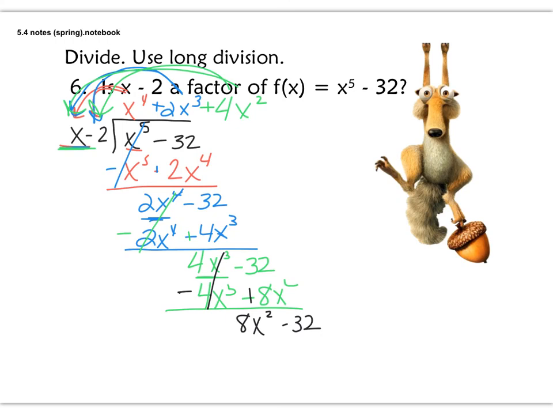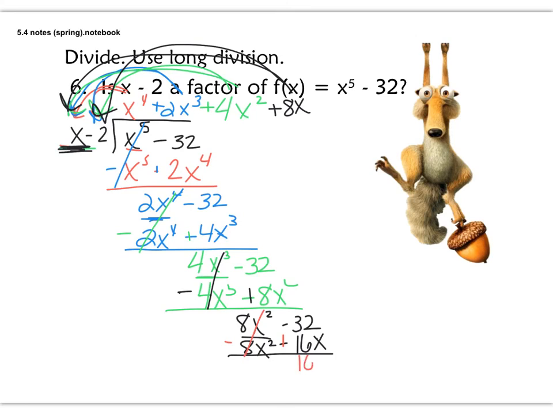And we start over. What do you multiply x by to get 8x squared? Well, you multiply by a positive 8x. And we distribute to give me 8x squared. It gives me a negative 16x. And we change our signs. Those will cancel. Not like terms. 16x minus 32. And we start over.